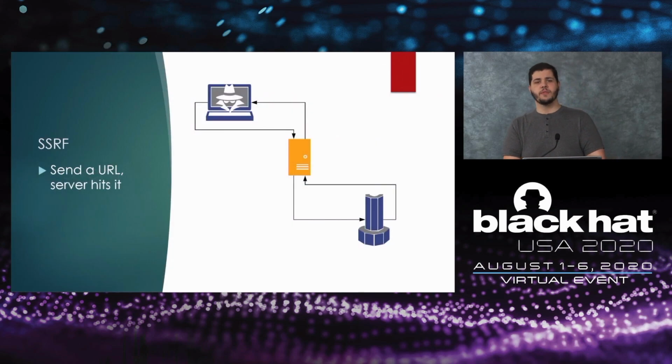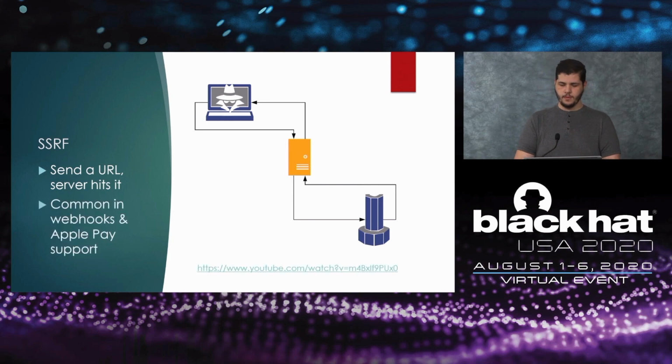So to start off with, there's an existing category of vulnerability called SSRF. It stands for Server-Side Request Forgery. It's where you effectively phish a server into doing something by sending it a URL. Last year at Black Hat, I demonstrated a bunch of these vulnerabilities in Apple Pay and in webhook receivers. I'm not going to go into these as much here, but if you're curious, you can download these slides later and take a look at this YouTube link right here.